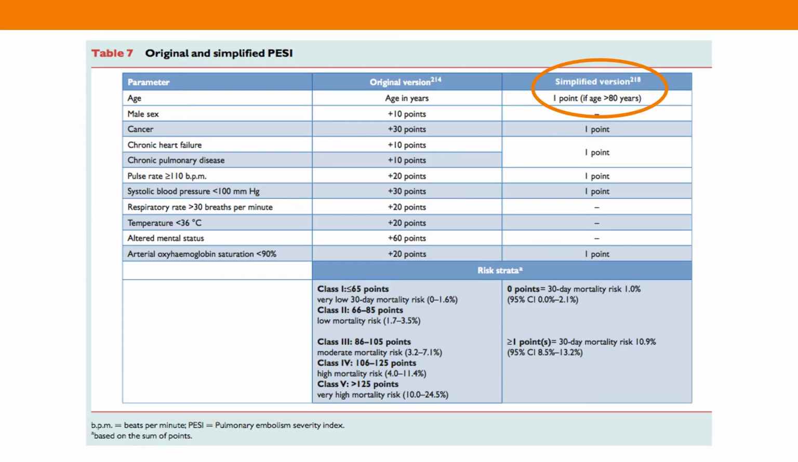So in terms of your post-diagnostic risk stratification, you can use what's known as the Pulmonary Embolism Severity Index, or PESI. A simplified version basically gives you 1 point if age 80 and above, and that carries a 30-day mortality risk of 10.9%. Or if there are 0 points, it has a 30-day mortality risk of 1%. And you can see also that you have another version. This is the original version here, and you basically add up numerous points and it gives you more classes to give the patient their likely mortality risk.